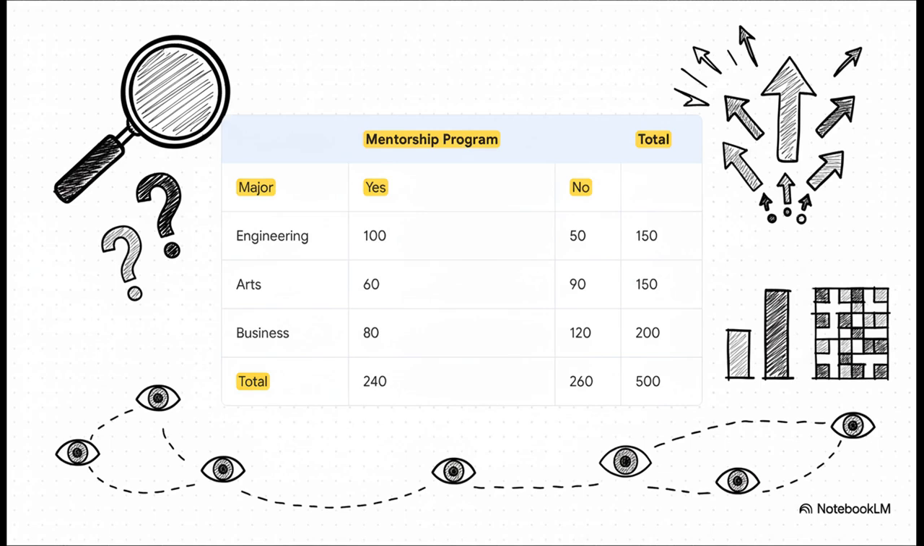It's a classic cross-tabulation table, probably looks a lot like the one from your Module 3 assignment, right? It's showing student counts by their major and whether or not they're in a mentorship program. Now, all the information is technically here, but is it clear? Can you instantly see the most important trend? It's tough. Your eyes have to jump all over the place, and finding the actual pattern feels like a chore.